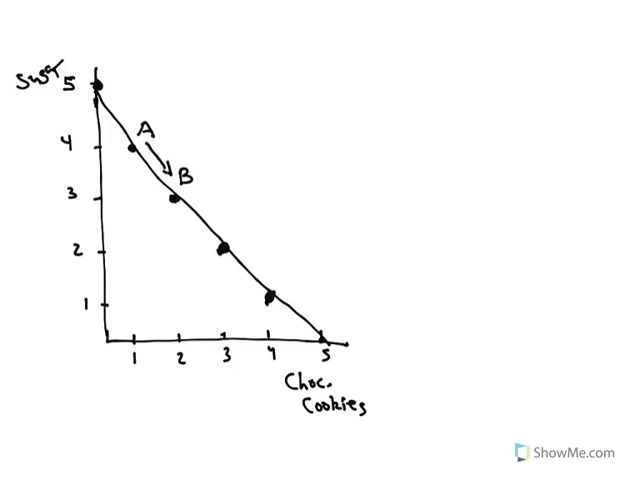Now, every combination on a PPC is equally efficient. Therefore, the combination that a society decides to produce is really up to them. It's their preference, it's their choice, what they value more of, sugar cookies or chocolate chip. What combination do their people want? So if we're moving from A to B, the question is, what is the opportunity cost of moving from A to B? And so we need to go ahead and define what opportunity cost is.